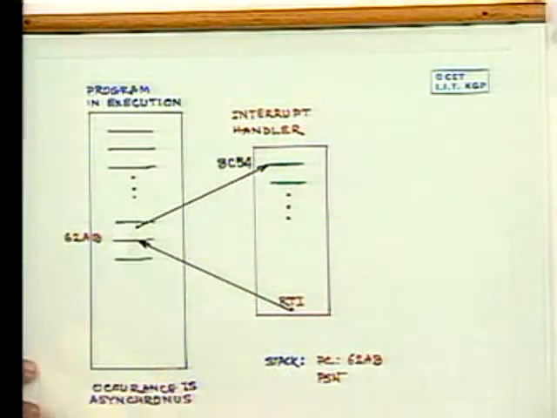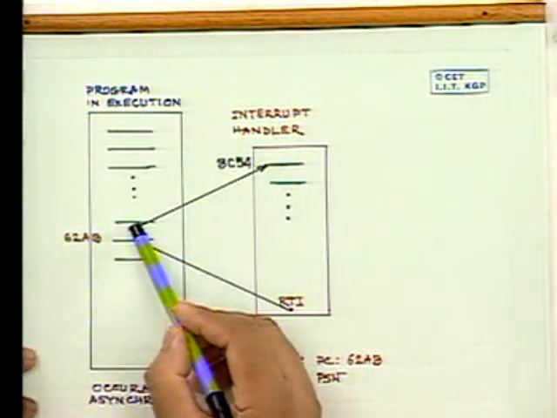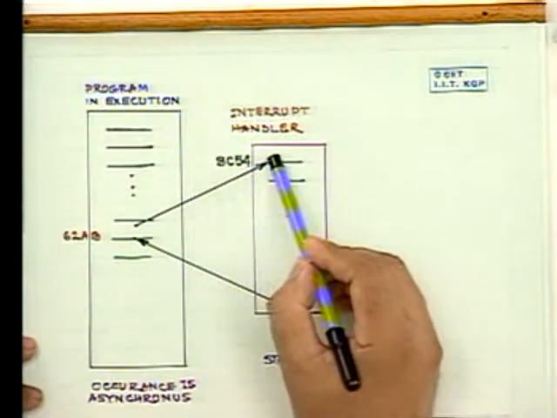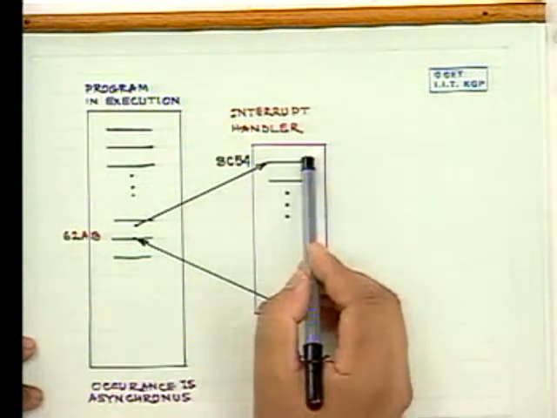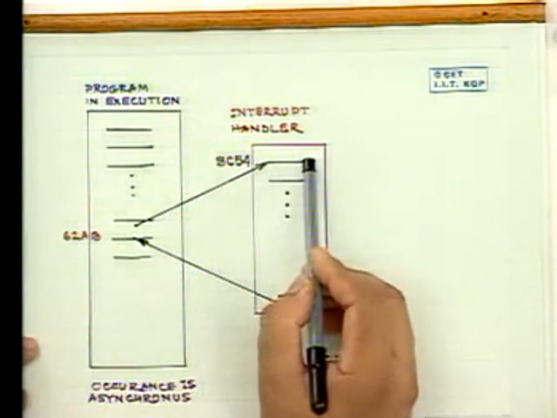Now let's see, here I have shown this diagram. That means this instruction has been executed. Here the interrupt has been sensed. Then the control goes over to that interrupt handler if the interrupt is accepted, and this is the next instruction that will be fetched by the next instruction cycle.